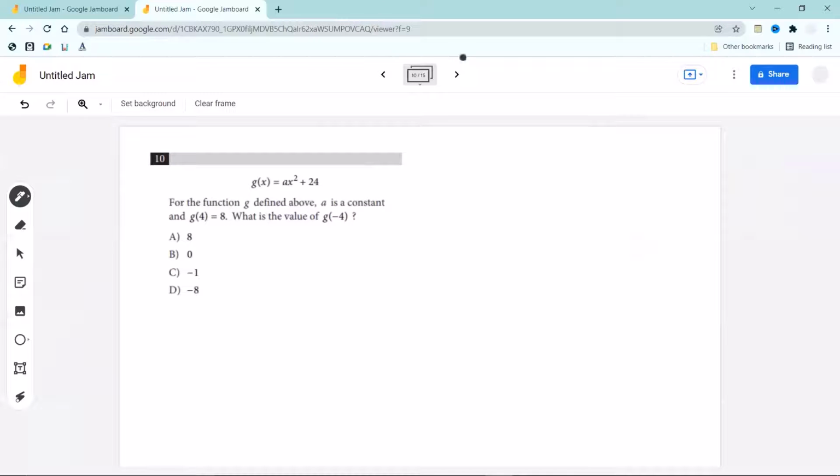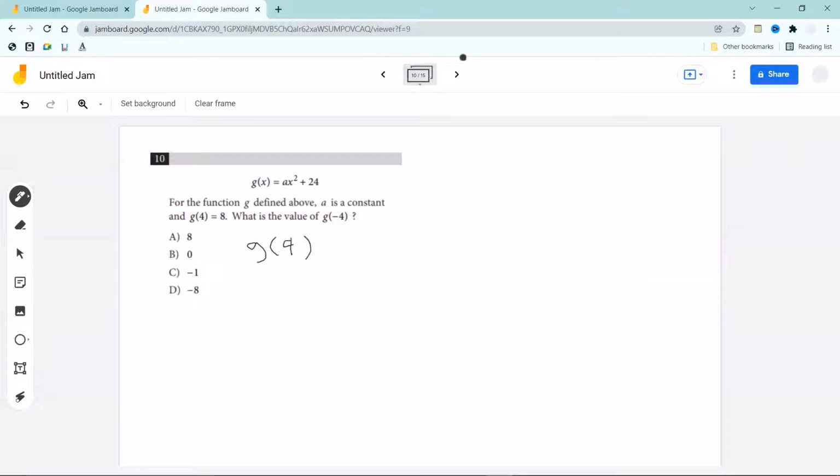All right, number 10 gives us a function. We're given the function g of x is equal to ax squared plus 24. For the function g defined above, a is a constant, and when you plug in 4 for x to g, you get 8. And then they're asking us to find, okay, what's g of negative 4? So when we plug in negative 4, what do we get? The way to look at this is, let's plug in 4, right? So we'll take g of 4, and we'll be able to solve for a, and I'll show you how we're going to do that.